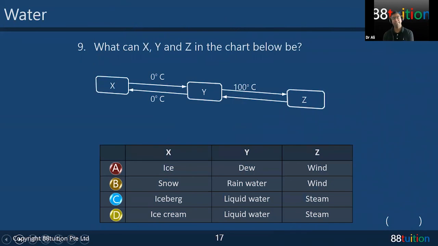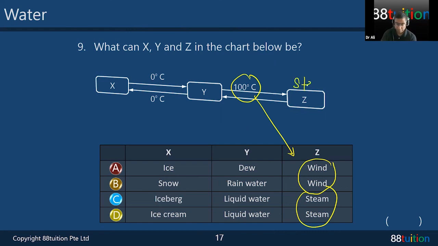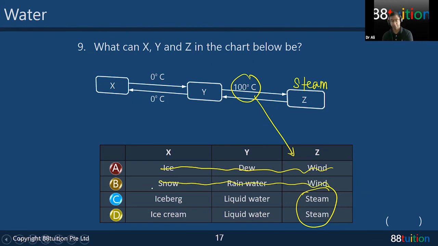What can X, Y, and Z in the chart below be? Okay. If you look at the options, I can look at Z first to give me a clue because Z gives me only wind and steam to consider. And because I know at 100 degrees Celsius, it will change into steam, water vapor. If they're giving me steam, water vapor, I understand, right? But they're giving me wind. Nothing changed to wind at 100 degrees. So that's wrong. So that's why I can eliminate A and B in this option.